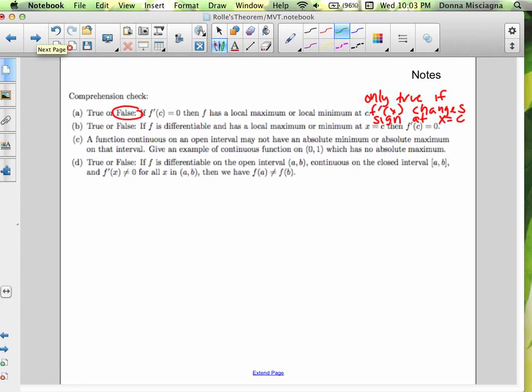True or false, if f is differentiable and has a local maximum or minimum at x equals c, then f prime of c equals 0. And number 2 is true. Right? We don't have to worry about the continuity part if it's differentiable, because differentiability implies continuity. So if you're told the function is differentiable on the interval, it must be continuous on the interval.